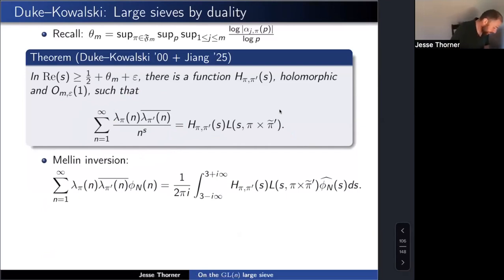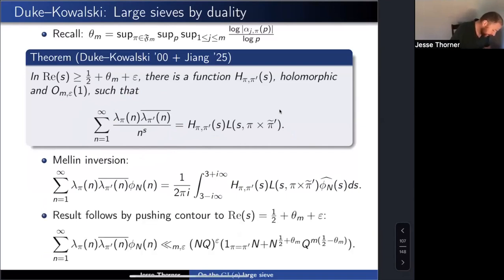And so now I can apply Mellin inversion. I get this. And then I push the contour to the line real part of s equals a half plus theta m plus epsilon. Pushing the contour, I get a contribution from the pole at s equals 1 in the event that pi equals pi prime. And then I estimate everything else using the convexity bound.